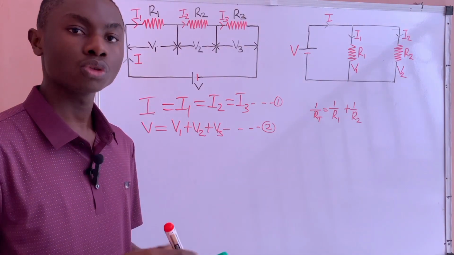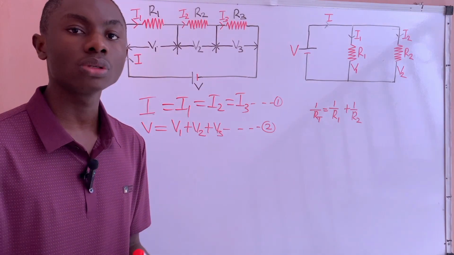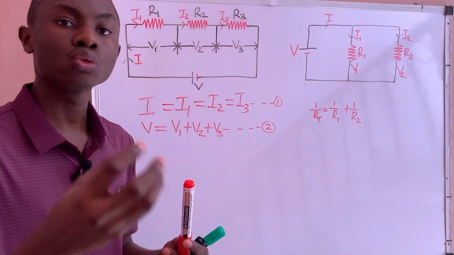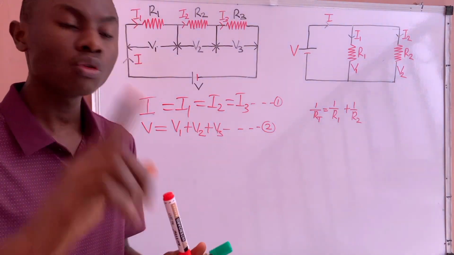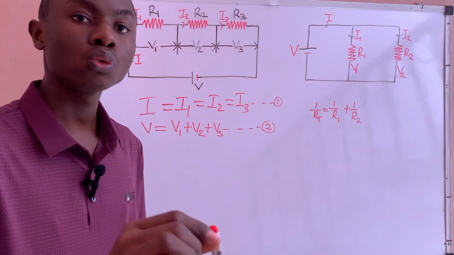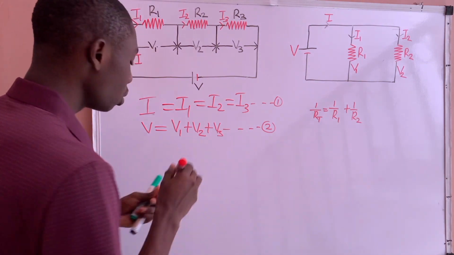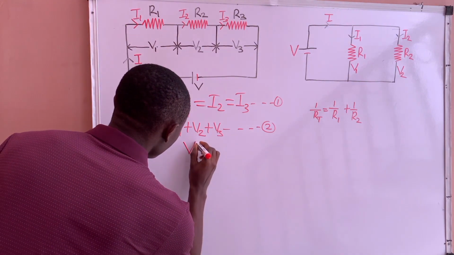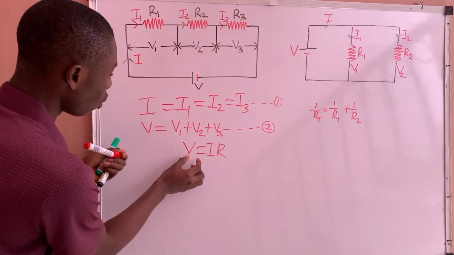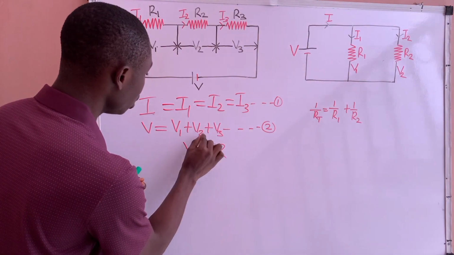So we will recall Ohm's law. This is what we are going to do. Since voltage differs in a series circuit, we will look for the value of the individual voltages and substitute them into equation 2. We will look for the value of V, and the values of V1, V2, and V3, and substitute the individual values into equation 2. We know that from Ohm's law, V is equal to IR. Are you seeing? We have gotten the value of V from Ohm's law, and with respect to Ohm's law, we can get the values of V1, V2, and V3.